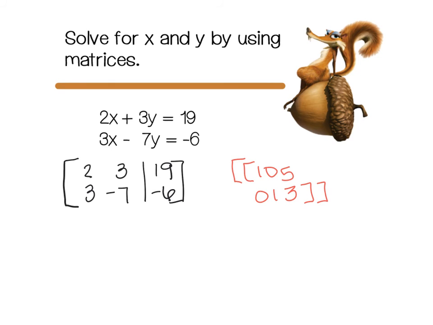And so what this means again is that we have 1 x, that's 5. We have 1 y, that's 3. So the answer to this matrix is (5, 3).